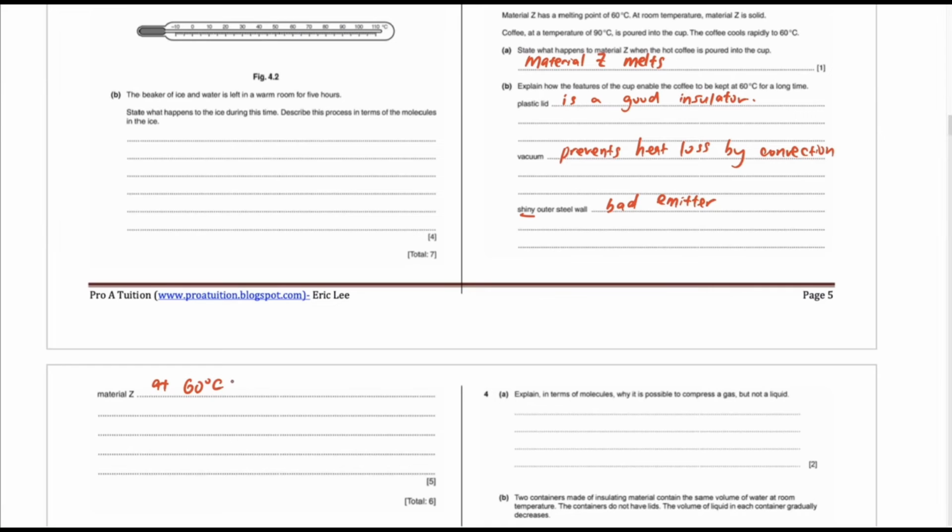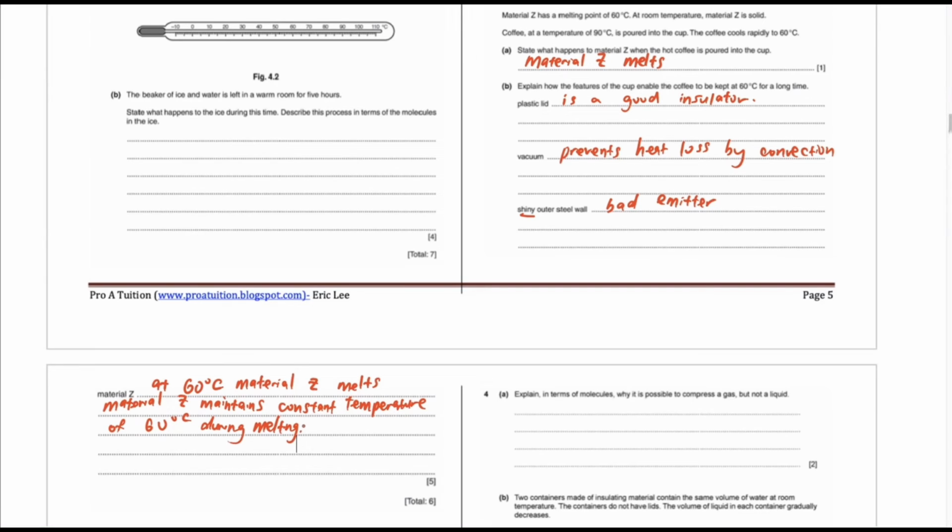Okay, so at 60 degrees Celsius, material Z melts. You know, during the melting process, the temperature remains the same. So we explain that. Material Z maintains a constant temperature of 60 degrees Celsius during melting. Okay, so that's how we put it.